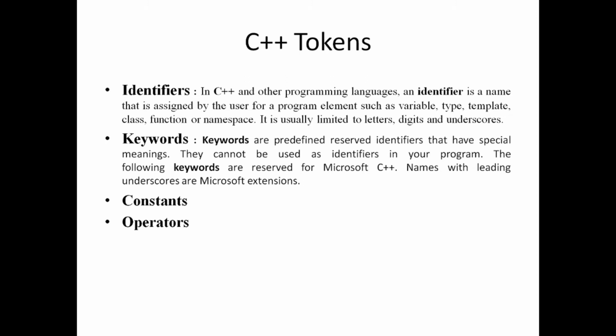Then the fourth one is operators. Obviously, without operators you cannot operate anything, like the arithmetic operator, relational operator, logical operator. Everywhere you have to use operators. So operators are also the main or important tokens of C++.